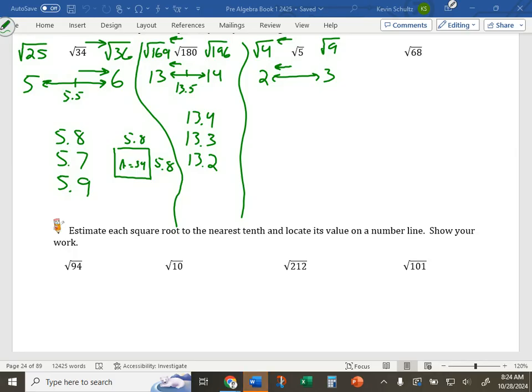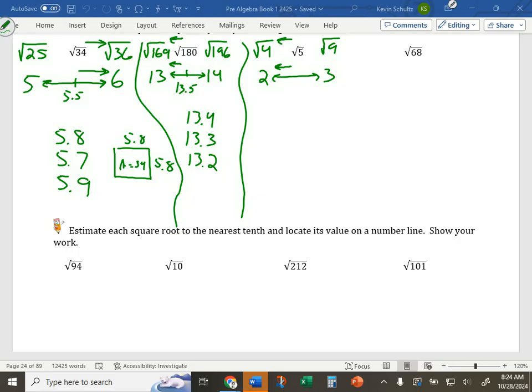Can we all agree that 5 is closer to 4 than it is to 9? And that means that its value is going to be closer to 2, because the root of 4 equals 2, than it is to 3. So what would be a good decimal estimation here?